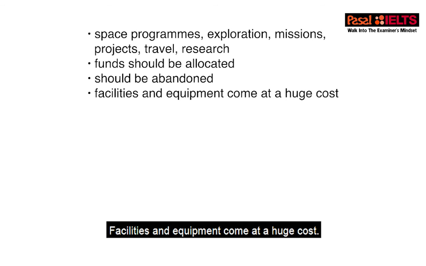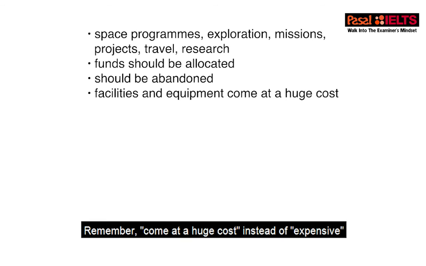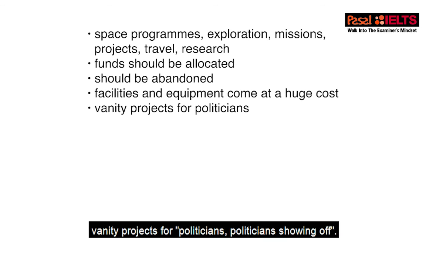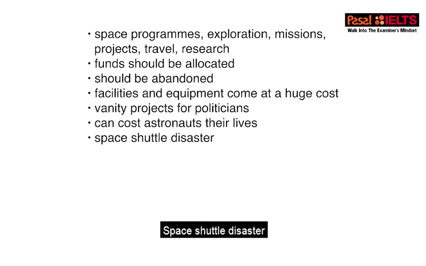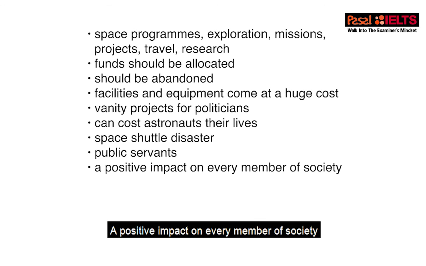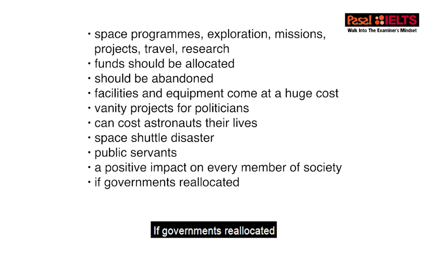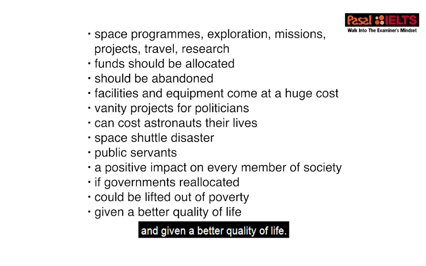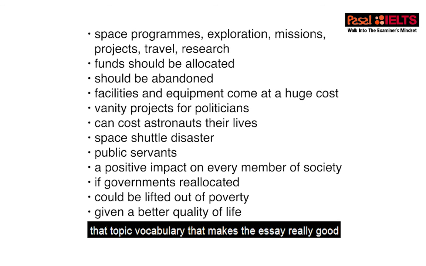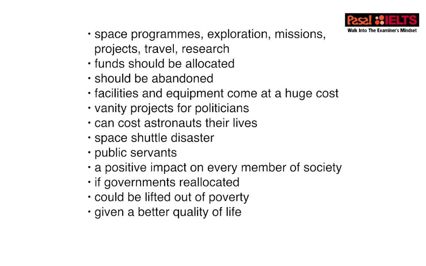Facilities and equipment come at a huge cost, remember, come at a huge cost instead of expensive. Vanity projects for politicians, politicians showing off. Can cost astronauts their lives, is a good phrase, instead of can kill people. Space shuttle disaster. Public servants, a positive impact on every member of society. If governments reallocated, could be lifted out of poverty and given a better quality of life. It's that vocabulary, that topic vocabulary, that makes the essay really good and would ensure that it gets a very high score. It would be a band 9 essay.